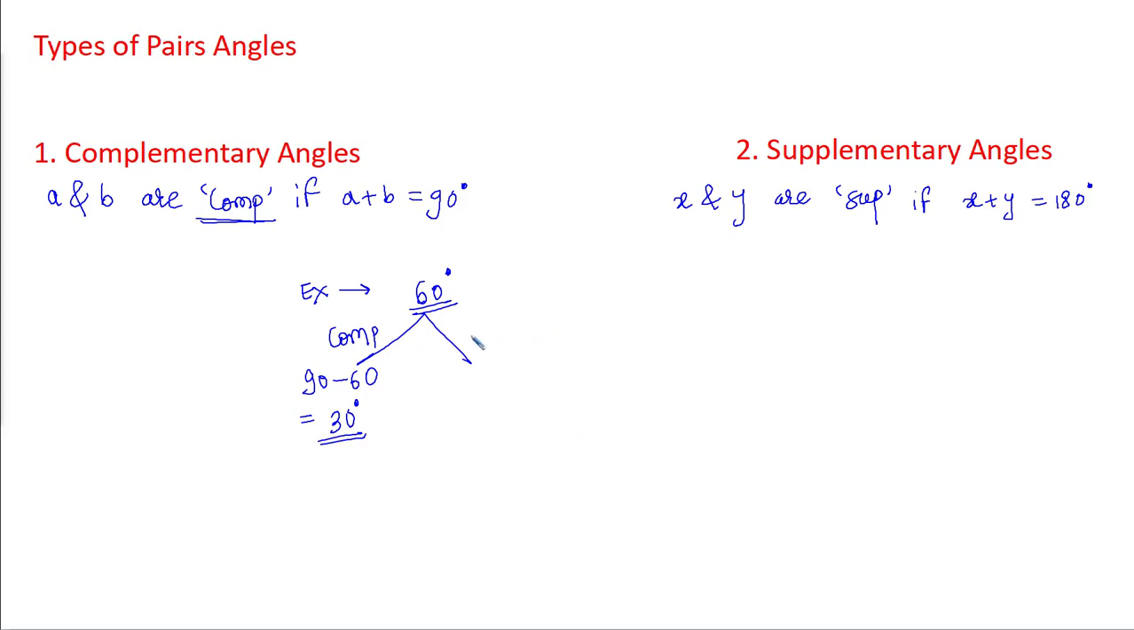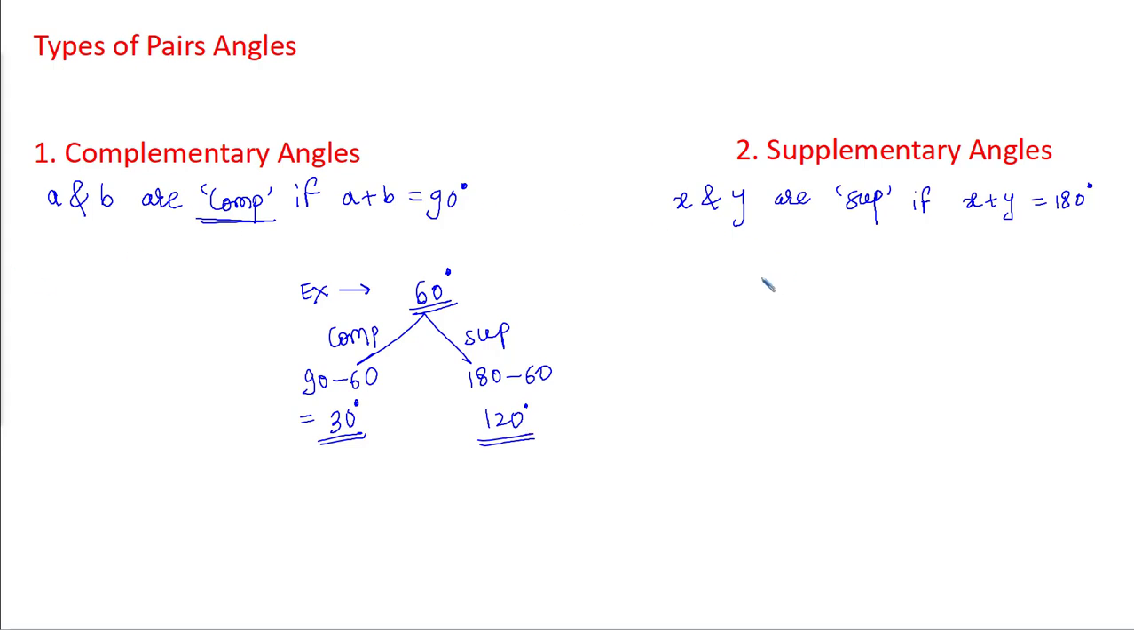Now over here, the supplementary angle is going to be how much? Let's have a look. For a supplementary angle the addition has to be 180 degrees. So 180 minus 60 is equal to how much? 120 degrees. You can see that 60 degrees plus 120 degrees is how much? 180 degrees. So for 60 degrees the complementary angle is 30 degrees, and the supplementary angle is 120 degrees. Let's have a look at one more example.